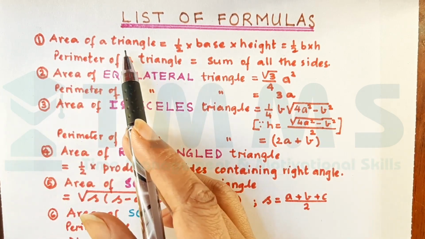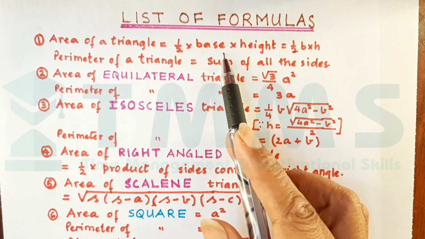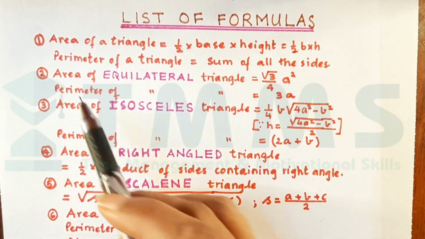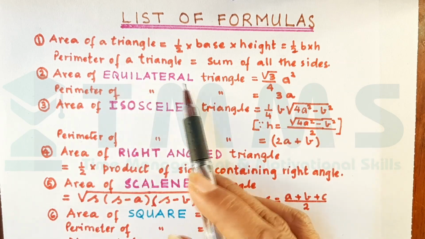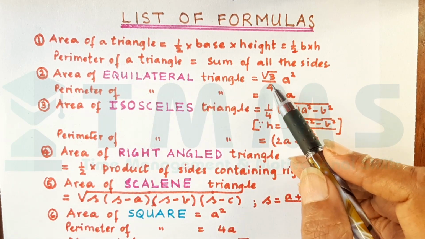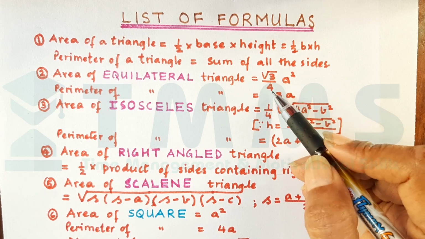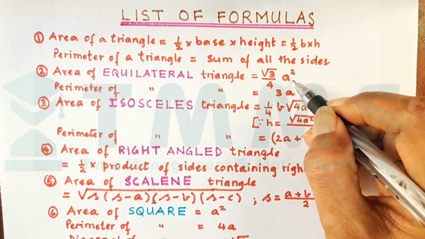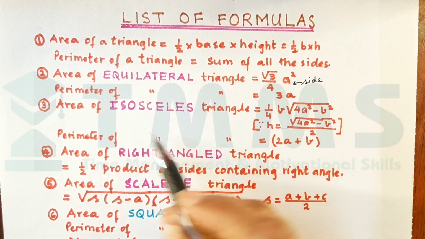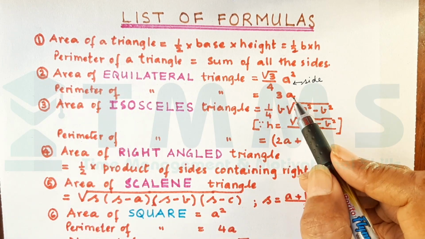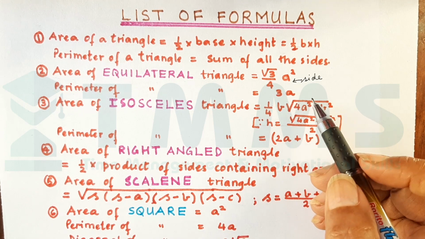For the triangles, the area of any normal triangle is half base into height. You already know that. And the perimeter will be the sum of all the sides. If it's an equilateral triangle, the area is root 3 upon 4 a square, where a is the side of the triangle. Perimeter will be 3 times that side because there are 3 equal sides.